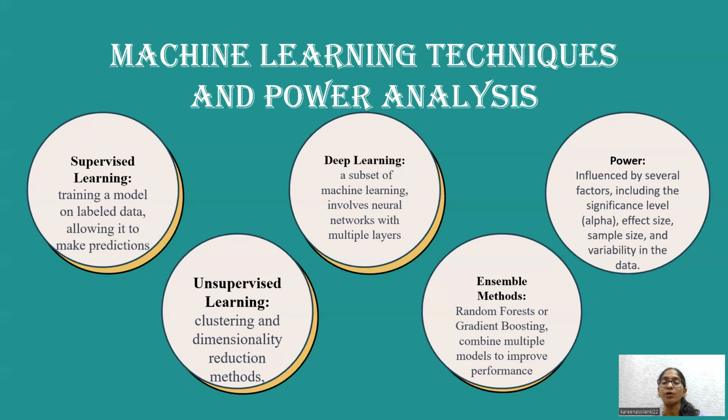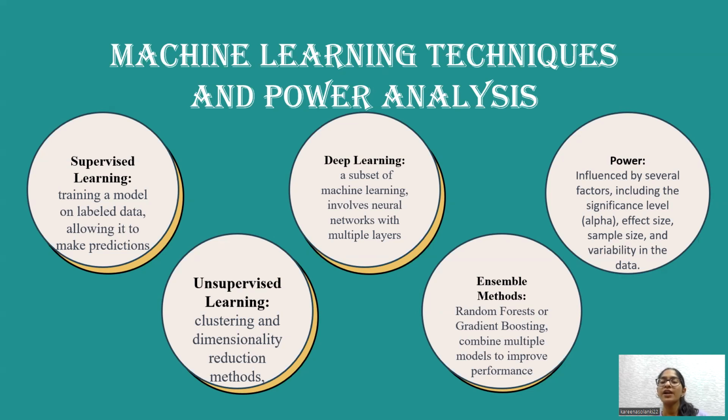The next topic is about machine learning techniques and power analysis. Here also there are 5 bullet points. The first point is about the supervised learning, where a training model is labeled and it is allowed to make predictions. The second is about the unsupervised learning, which determines clustering and dimensionality reduction methods. The third point is about deep learning, a subset of machine learning. It involves neural networks with multiple layers.